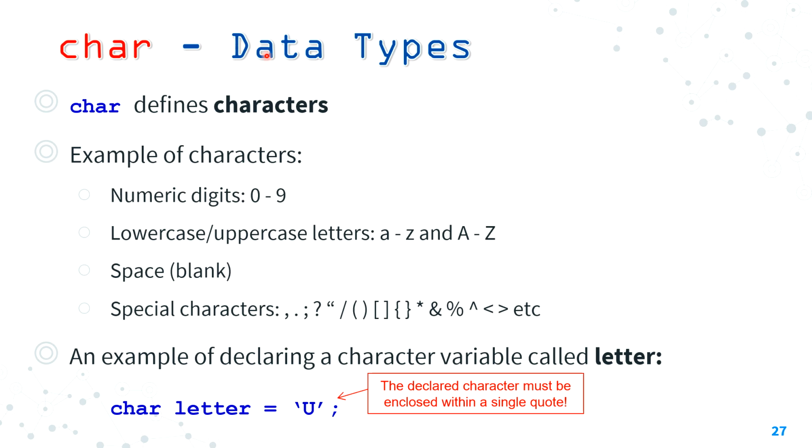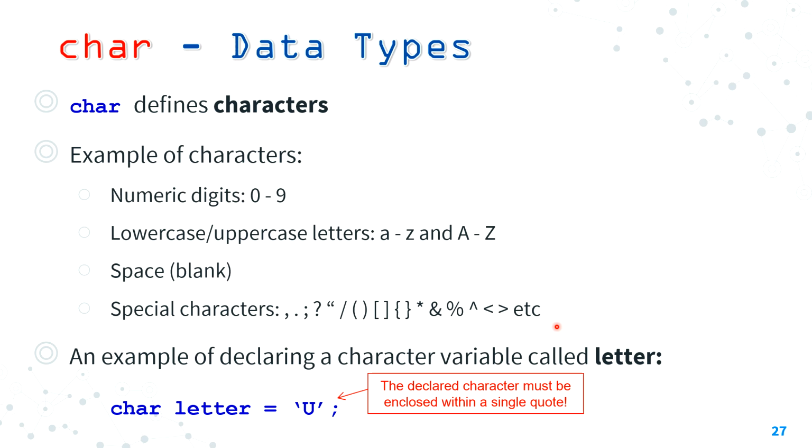Another basic data type in C is the character data type, char, C-H-A-R. So the keyword char is used to store characters. A character can be a single letter, a number, a space, or a special symbol.